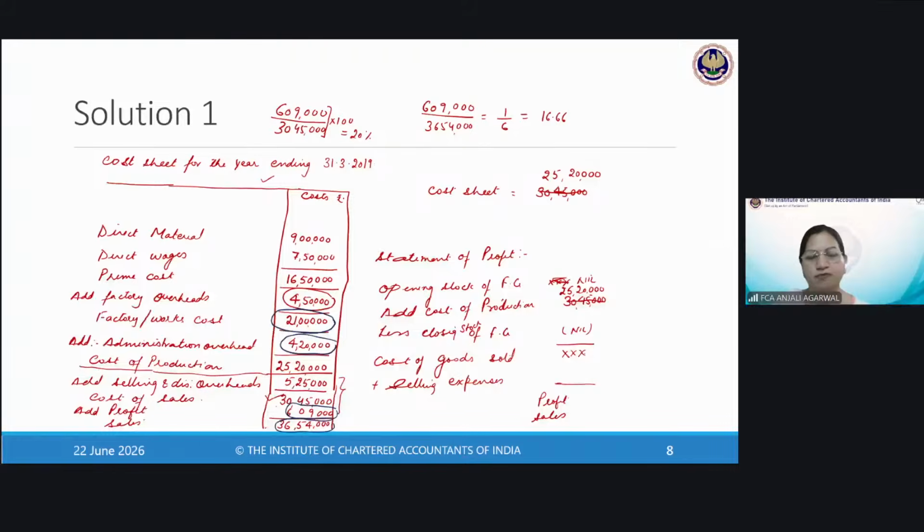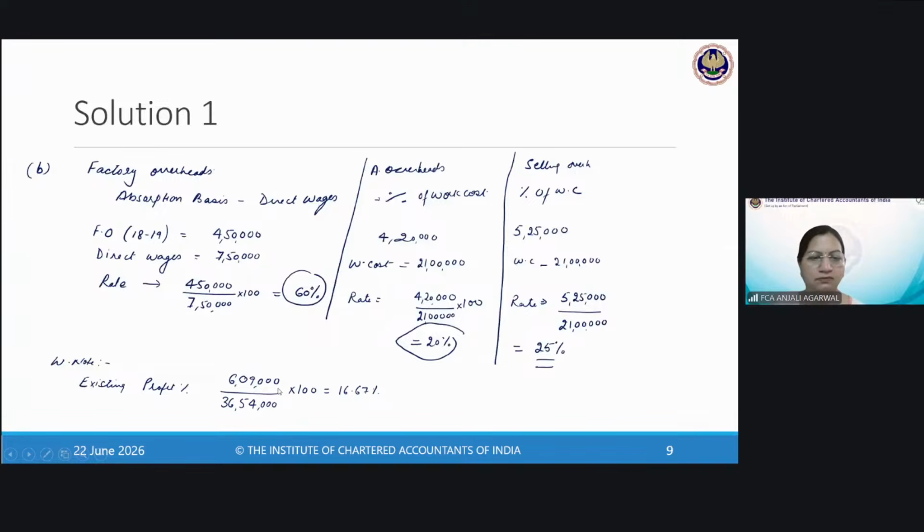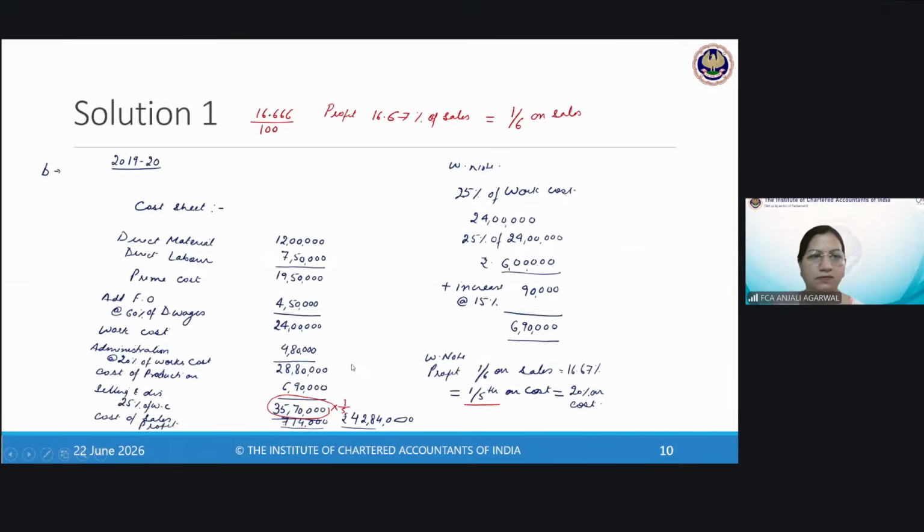Why 774,000? What are you calculating? I think you are calculating in part B. Our total cost of sales is 35 lakh 70,000 and we want 20% on that. So 774,000. Yeah. What is your answer? 774. Why 714? Okay.